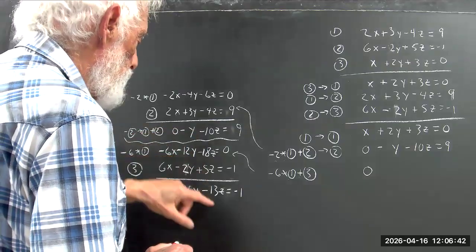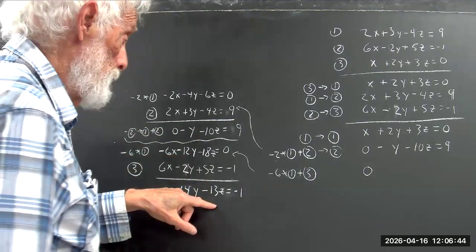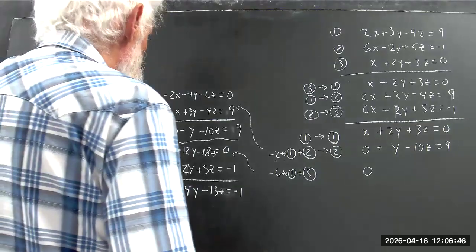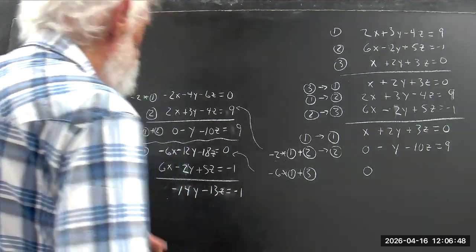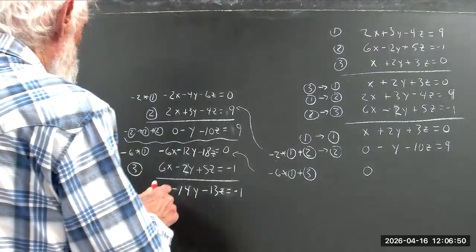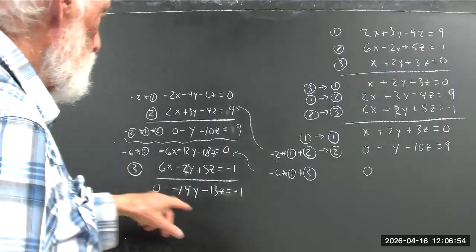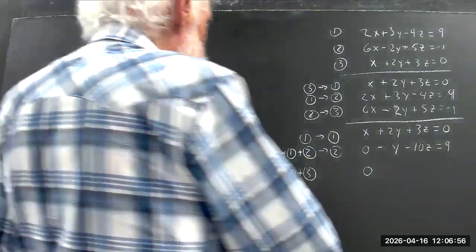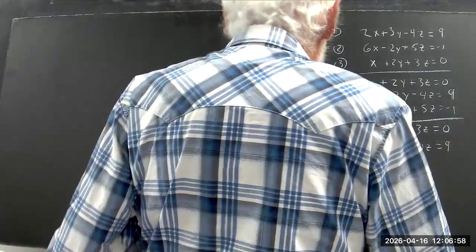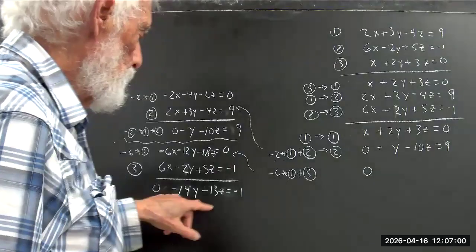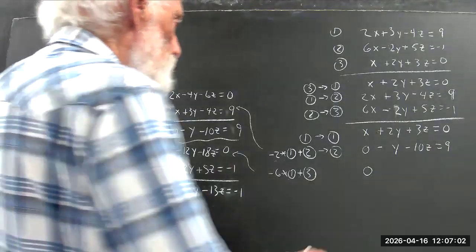Negative 18z and 5z is still negative 13z. And this equation is correct. And then I put 0, although I don't really need it. So what I get now for my third equation is 0 minus 14y minus 13z is negative 1.